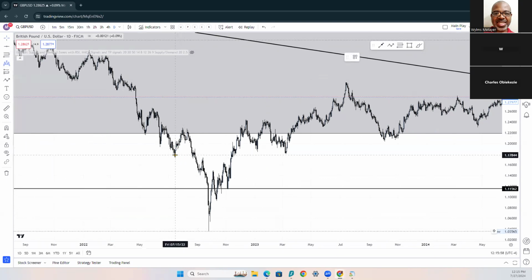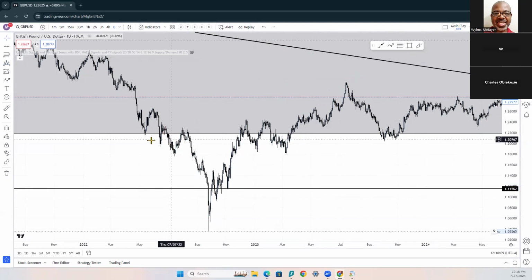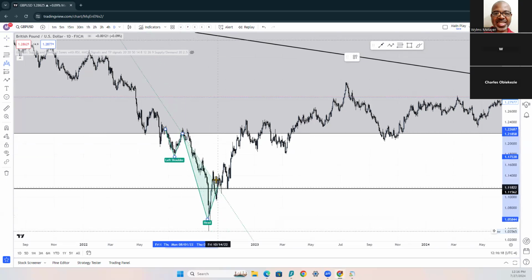So inverted head and shoulders looks like this. Cool. Here, you got your left shoulder, your neck, and you got another right shoulder there. Okay, so you got your left shoulder, your neck, and your right shoulder. Then it comes back down and touches the right shoulder, and then it climbs up. That's an inverted head and shoulders.